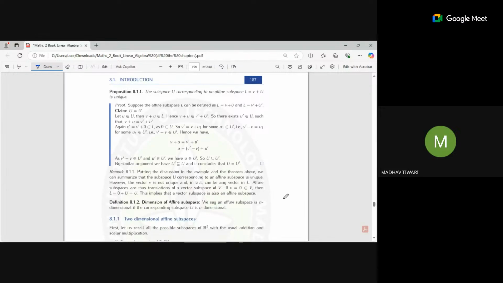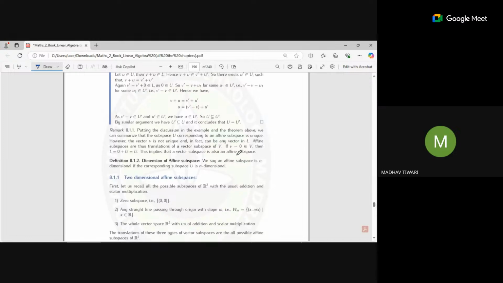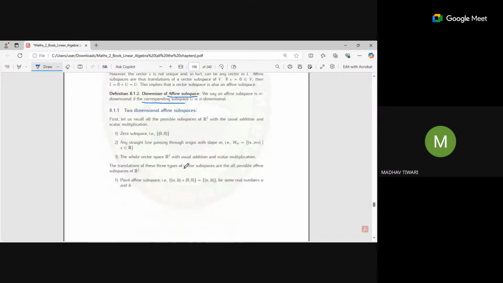Next thing, dimension. How do we calculate the dimension of any affine subspace? Basically, the dimension of an affine subspace is defined as the dimension of the corresponding subspace. Firstly, we find the subspace corresponding to that affine subspace, and then we calculate its dimension. Then we get the dimension of the affine subspace.